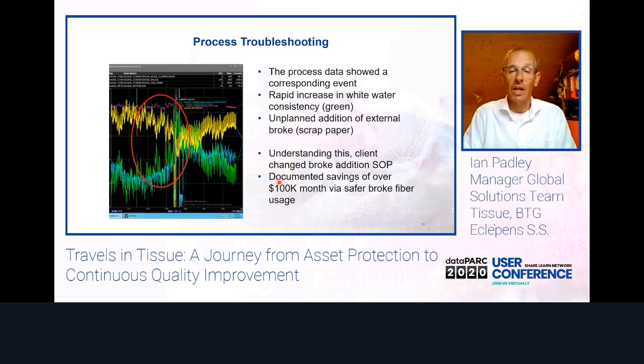Understanding this, the client changed their operating procedure for broke addition and documented savings of over $100,000 a month due to being able to use that fiber more effectively in a safe way, avoiding the potential of asset damage.